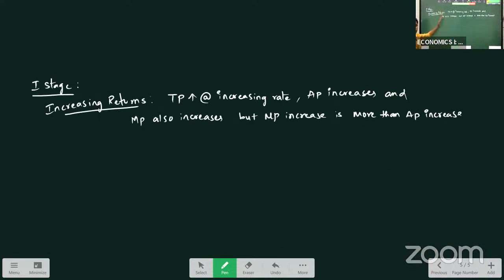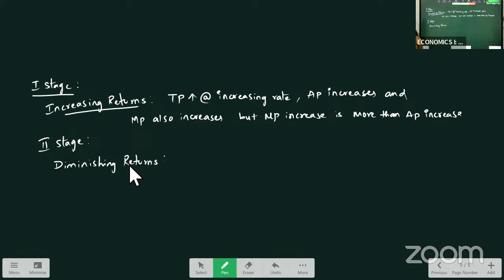This means in this stage, as the farmer is increasing the labor, in the beginning he will get more production. His output will be increasing in the beginning as the labor is increased. Now, coming to the second stage. The second stage, we call it diminishing or decreasing returns.